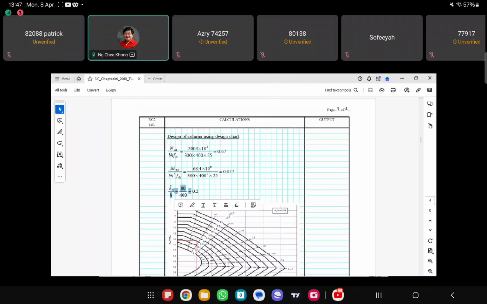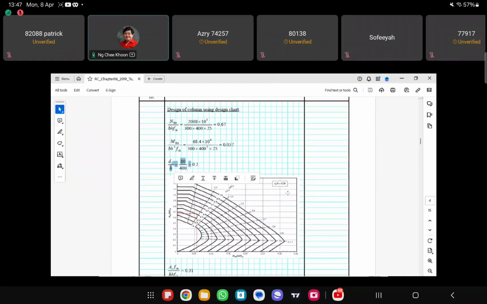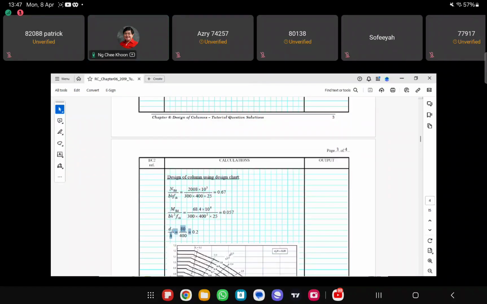And then there's another term of d2 over h. So d2, I have to open up the design guidebook.